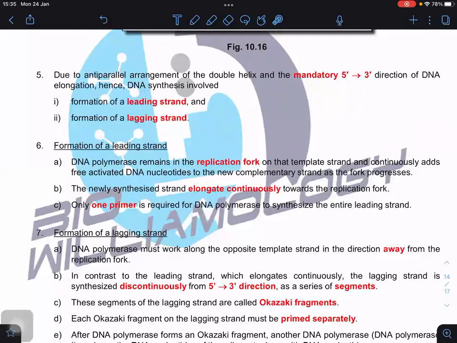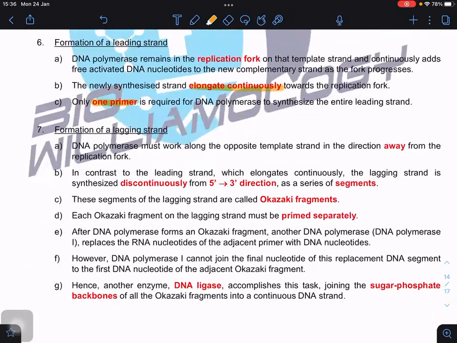For the leading strand, DNA polymerase remains in the replication fork, so the process will elongate continuously. So the whole process only requires 1 primer. Are you clear? But for the lagging strand, DNA polymerase must work along the opposite template in the direction away from the replication fork, and this is synthesized discontinuously, again in the 5' to 3' direction, in segments called Okazaki fragments. So it means that we need to prime separately. You cannot use 1 primer and continue. We must continue to add primers. Okay.